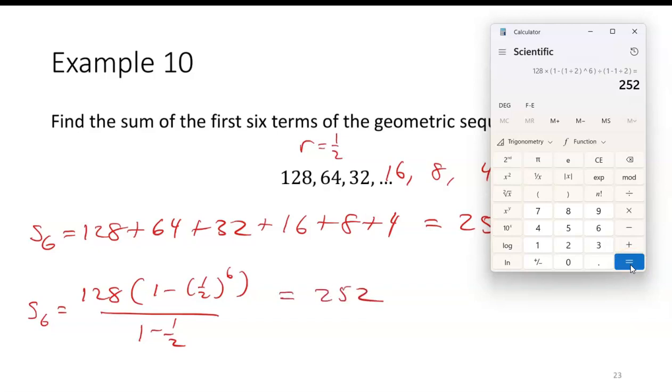So you see in this case, I get the same answer either way. For a small number of terms, you may just add them up yourself without the formula. But if I ask you to find like S600, the first 600 terms, the formula would be much better.